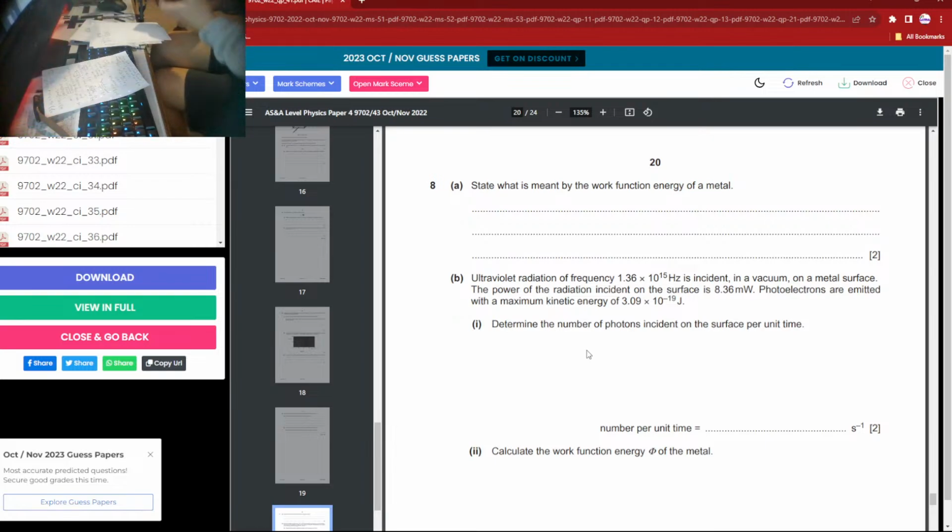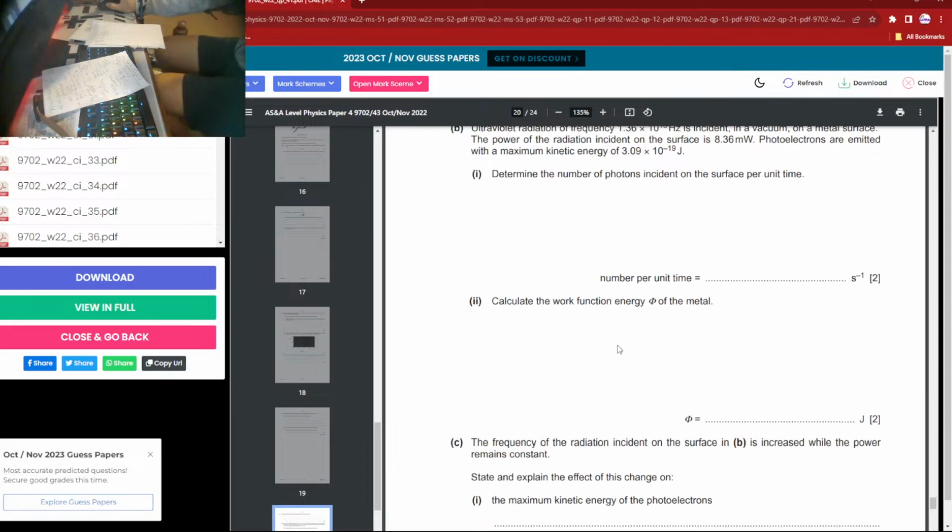It's really tiring doing this much physics. 10 to the power of negative 3 over 6.63 times 10 to the power of negative 34 times 1.36 times 10 to the power of 15. You get 9.3 times 10 to the power of 15 per unit time.